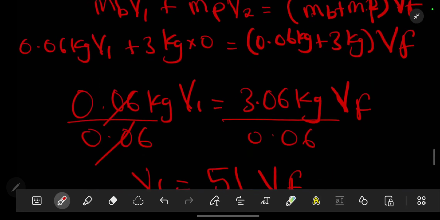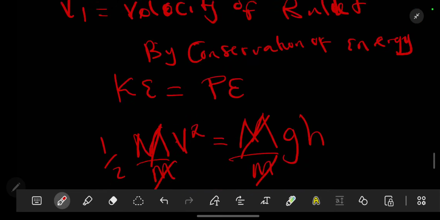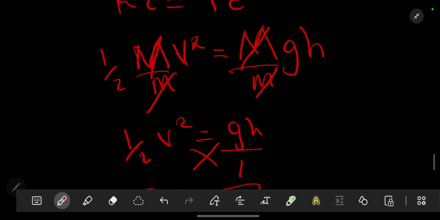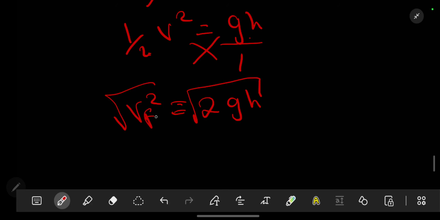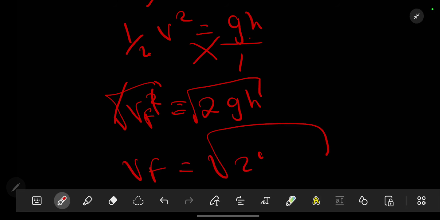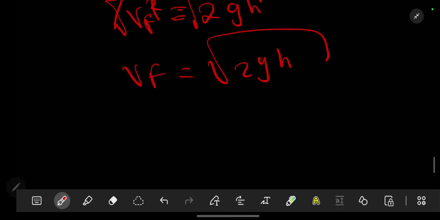What have I put here? So this is the final velocity of the system. You have used the mass of the system, so this should be the velocity of the system, not the bullet. So we are going to have this and this cancel, so Vf is equal to the square root of 2 times g times the height.